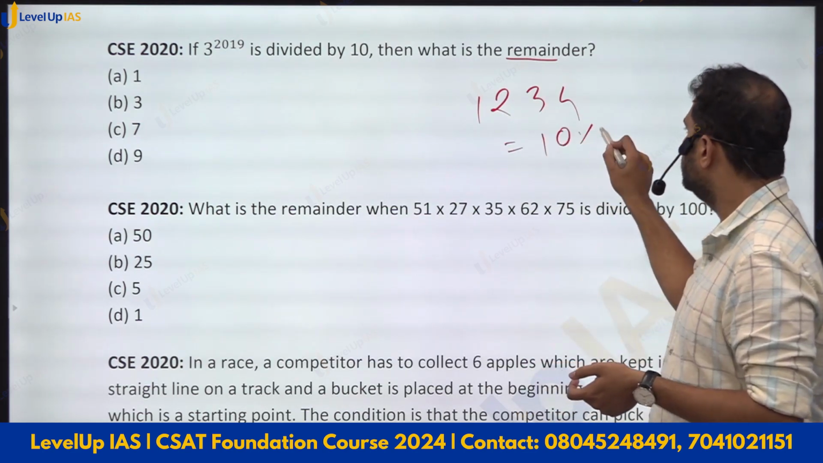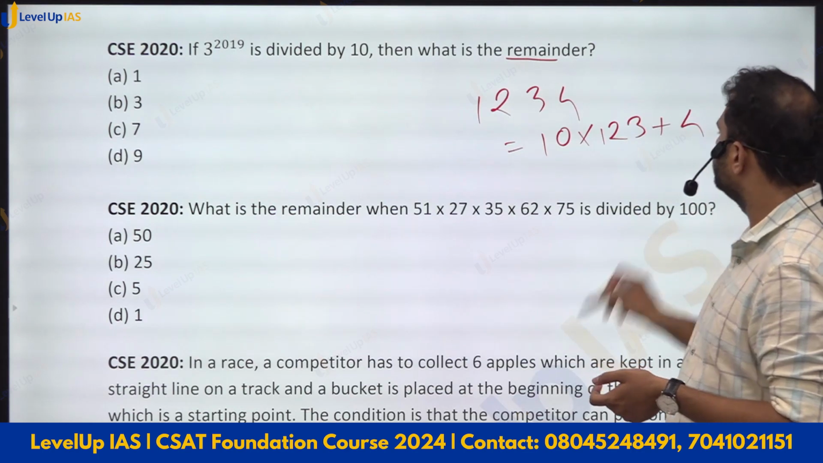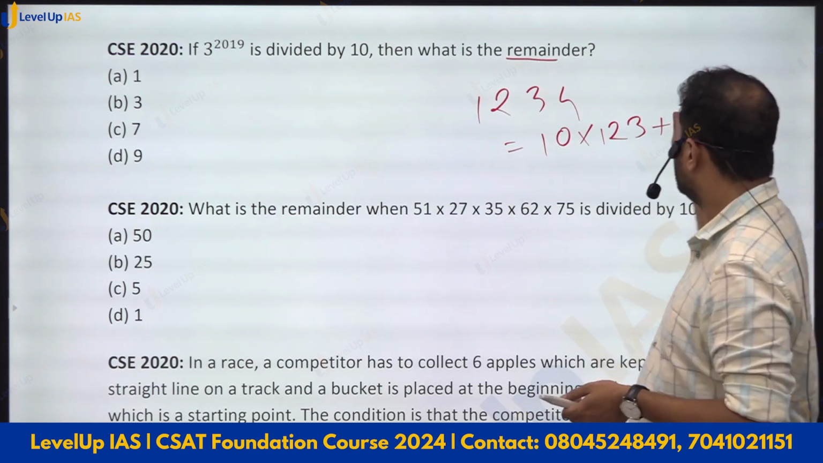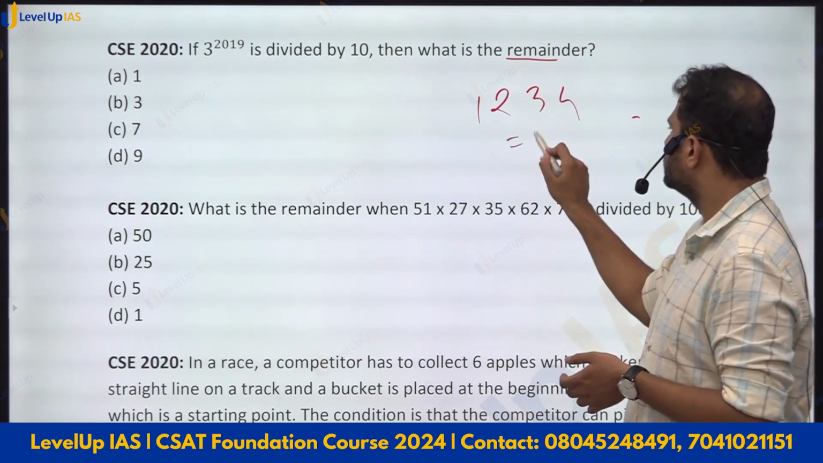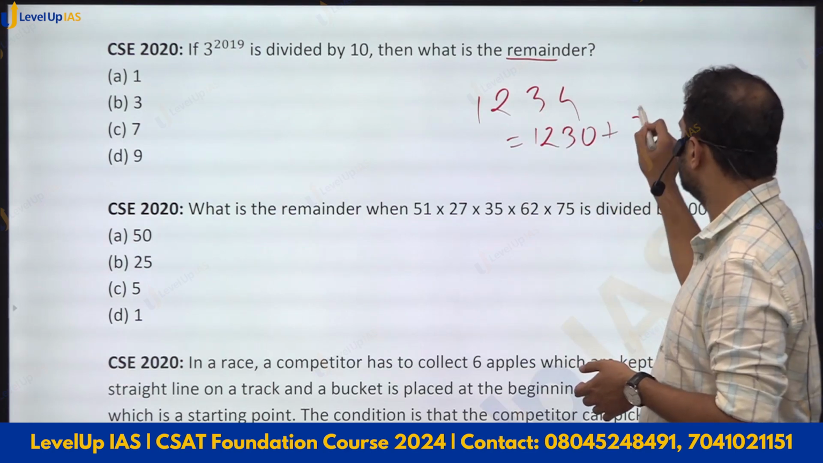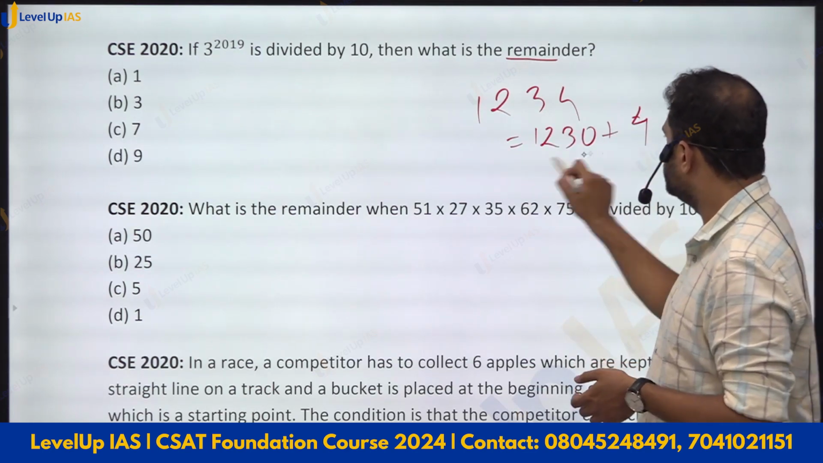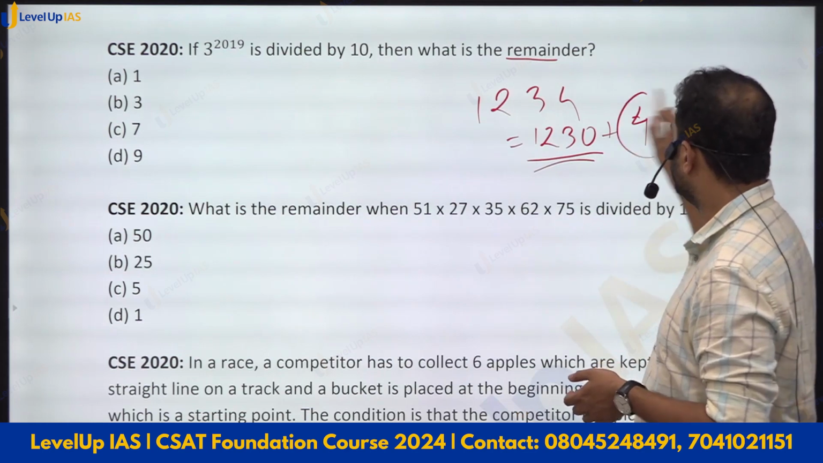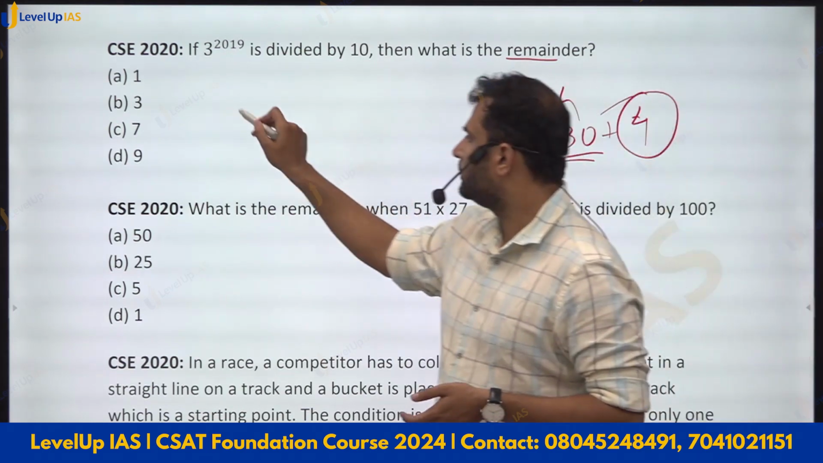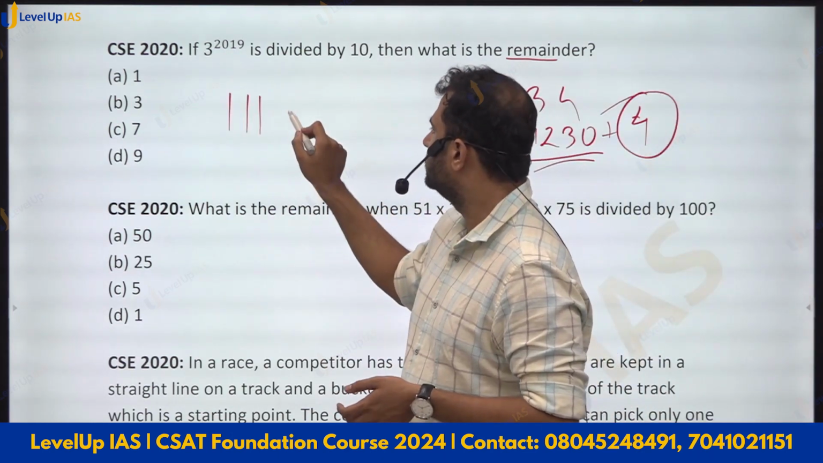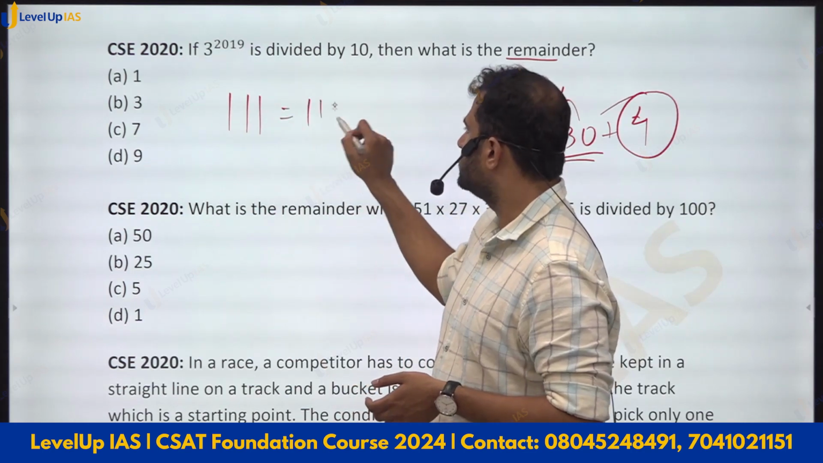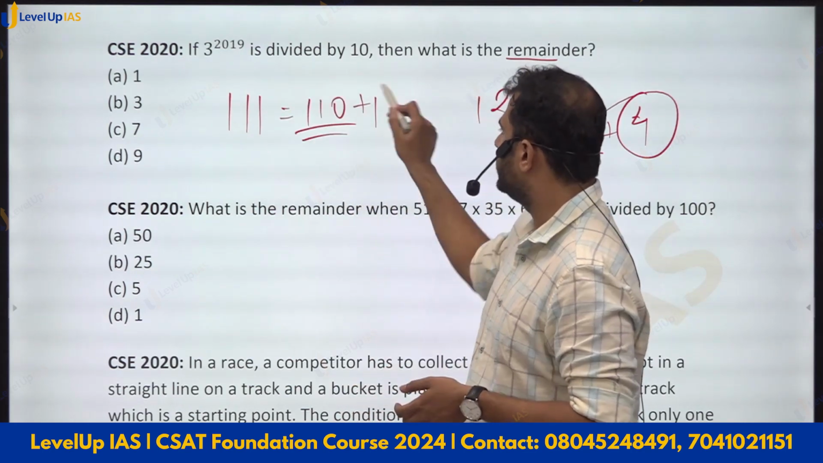This is 10 into 123 plus 4, or before that if I write it, it is 1230 plus 4, right? So this is divisible by 10, so remainder is 4. Let us take another number, 111 is equal to 110 plus 1, this is divisible by 10, so remainder is 1.